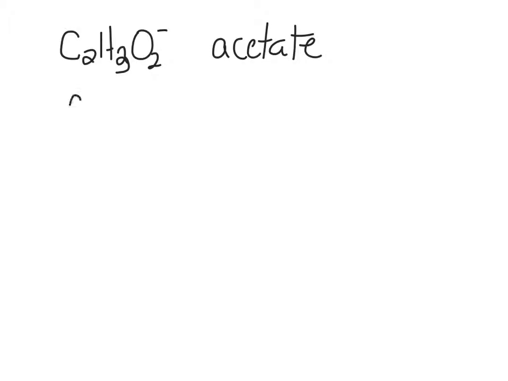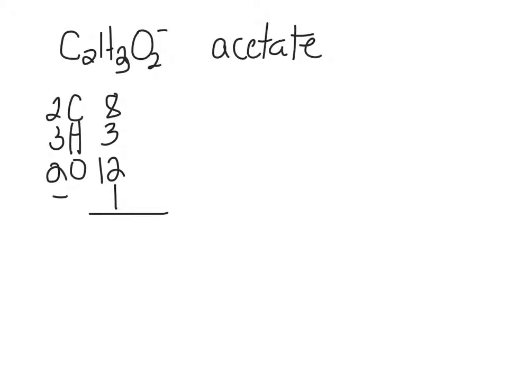So carbon, 2 carbons bring a total of 8 valence electrons. 3 hydrogens bring 3 valence electrons. 2 oxygens bring a total of 12 electrons, and a -1 charge brings 1 electron. So we have a total of 24 electrons to place.